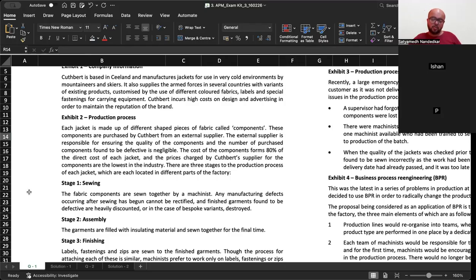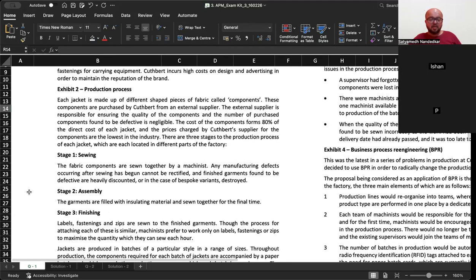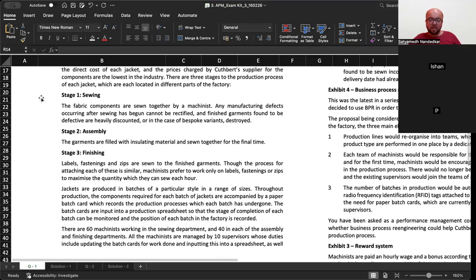There are three stages to the production process of each jacket, which are sewing, assembly, and finishing. Sewing: fabric components are sewn together by a machinist. Any manufacturing defects occurring after sewing has begun cannot be rectified, and finished garments found to be defective are heavily discounted or, in the case of bespoke variants, destroyed. Tell me, what is the meaning of the word bespoke variants? Bespoke means customized. Okay. So when they say customized, if there is some defect then you can't really use it for anyone, so then it will have to be thrown away.